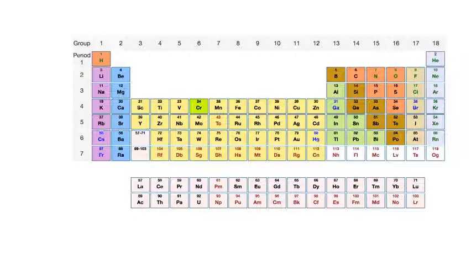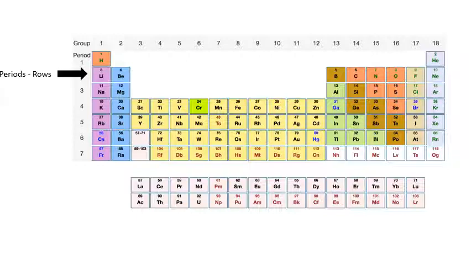On this, we've got the different rows that are numbered and our different columns that are numbered. So we're going to talk about the rows, which are called the periods, and the columns, which are called the groups. And each group is also going to have a family name. So just like in your family, you have a family name and you have certain characteristics that you all share. The same thing with the elements.